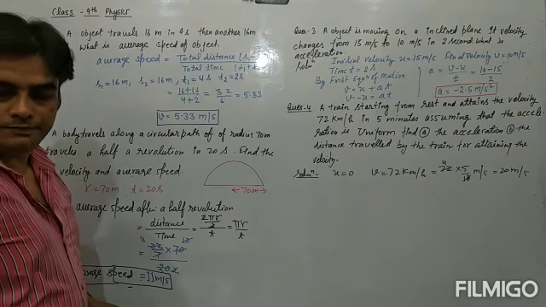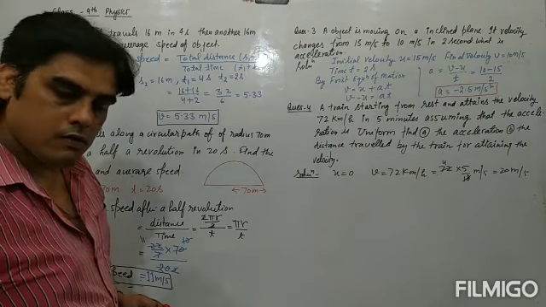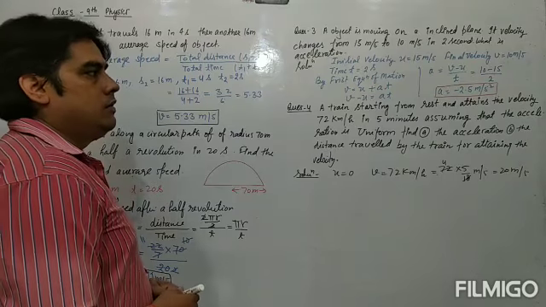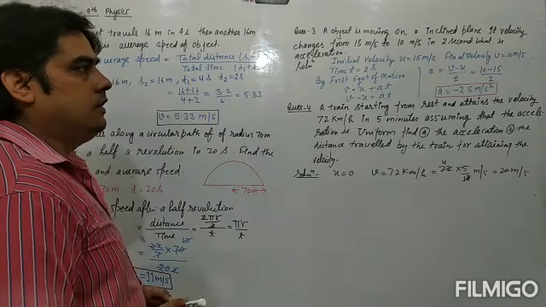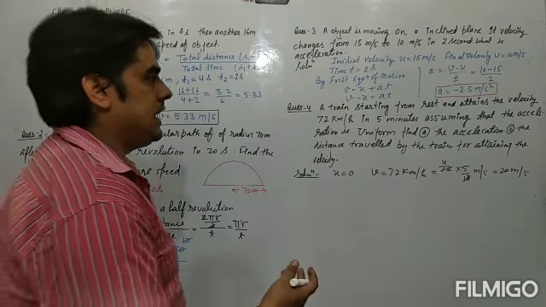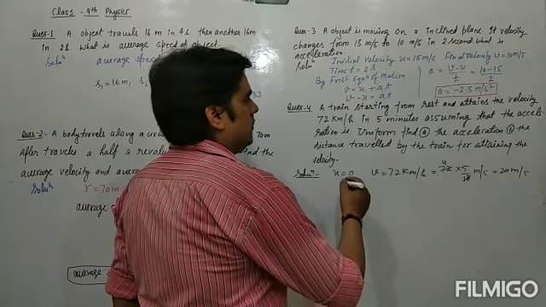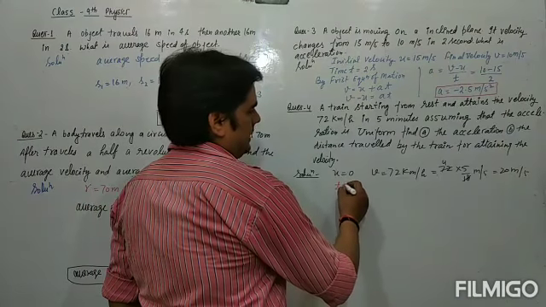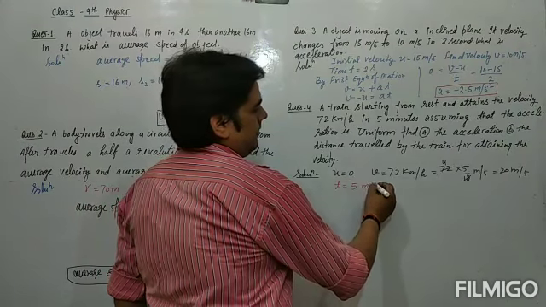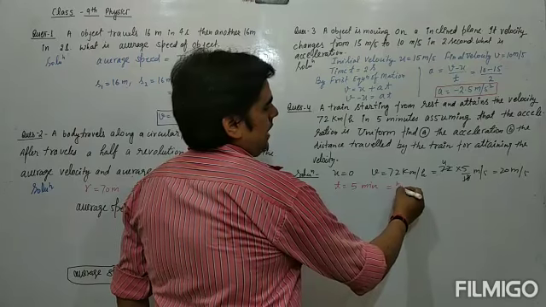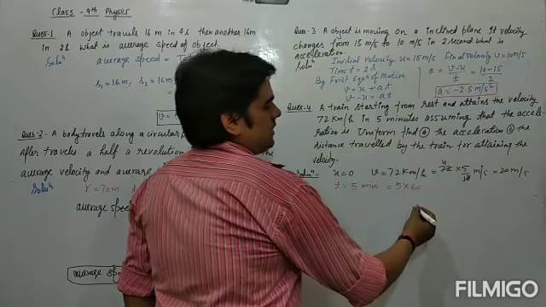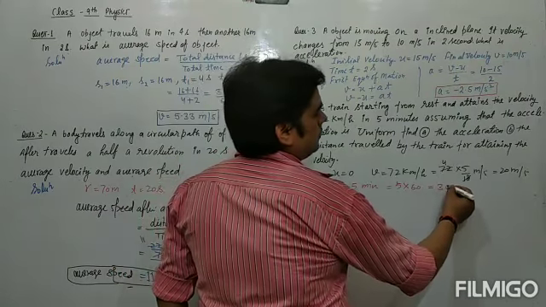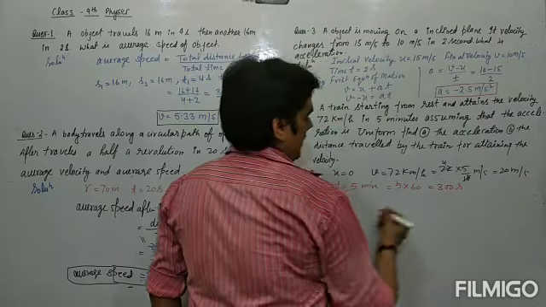And then assuming that acceleration is uniform, here time t is given 5 minutes. That means 5 into 60, that is equal to 300 seconds.